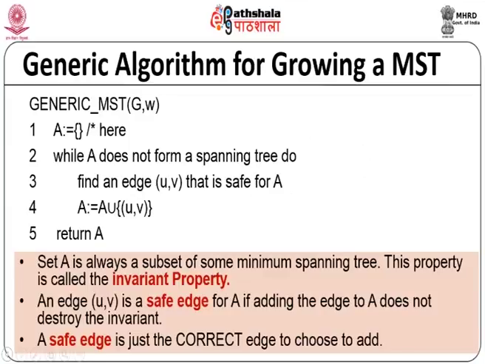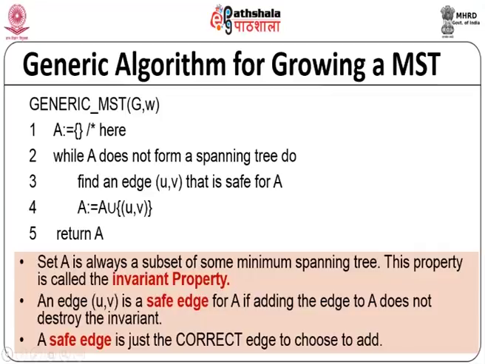Now, we will first look at a generic algorithm for growing an MST. The generic algorithm goes like this. You have the graph G and the weights associated with the graph, and you have A which is initially empty. While A does not form a spanning tree, you find an edge UV that is safe for A and add it to A, and then you return A.